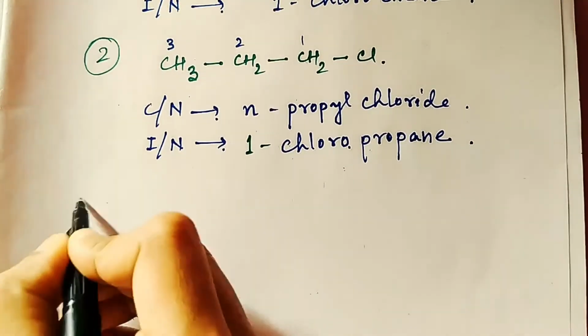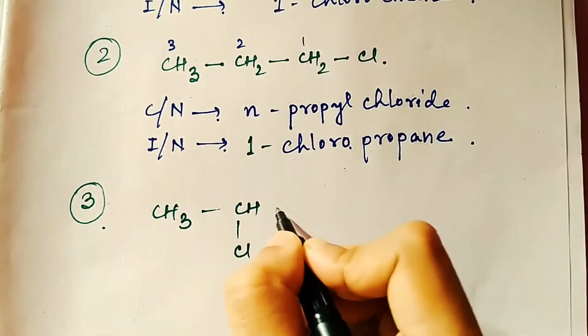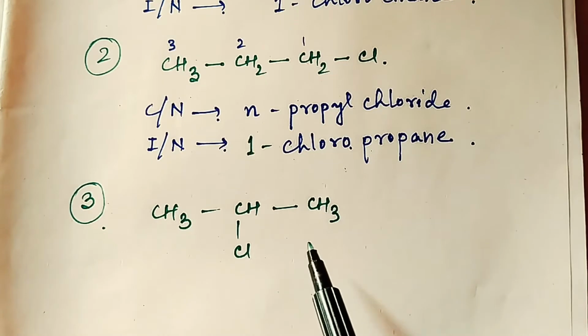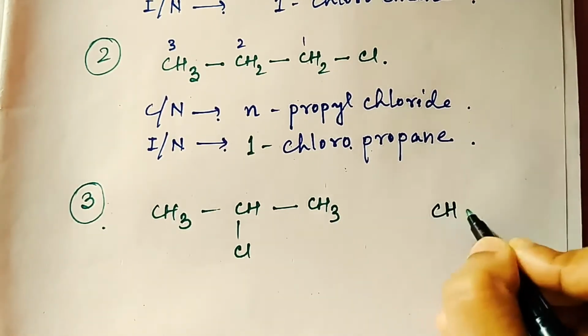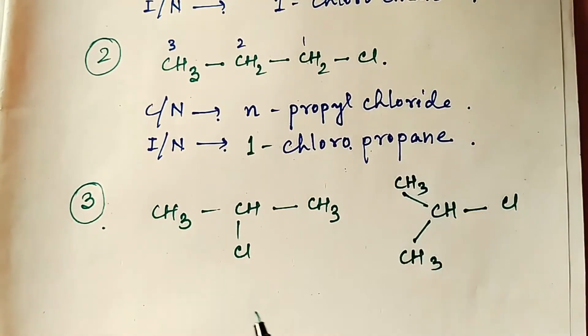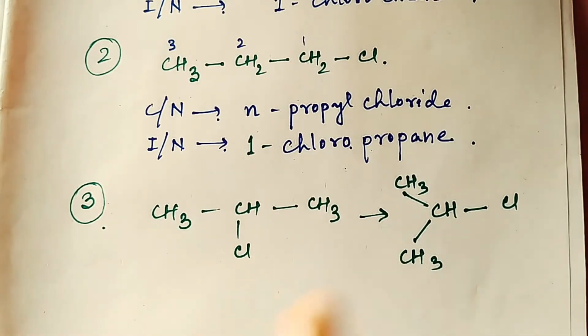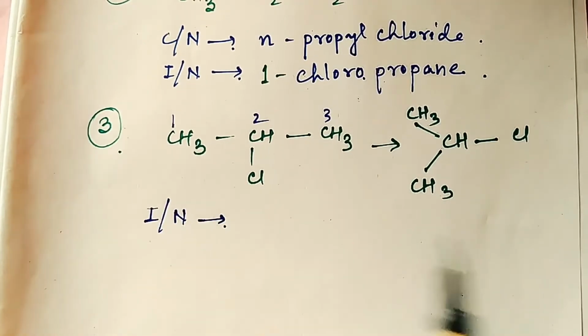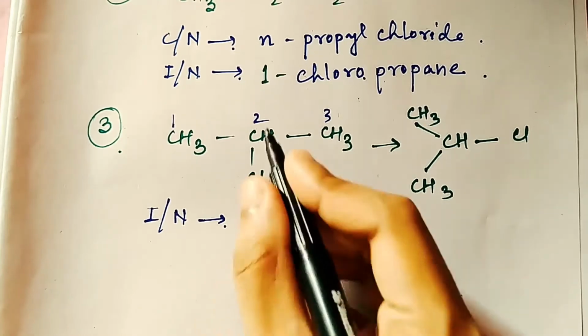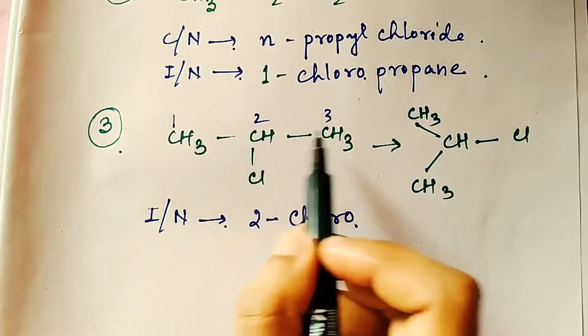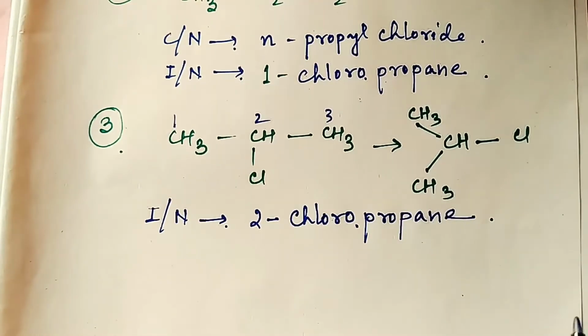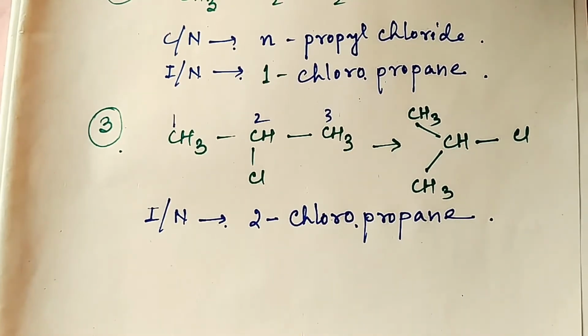Now move to the third example. CH3 CHCl CH3. You can also write this structure this way. Both are the same. Now you have to find the name of this compound. If you start giving the number on the alkane chain, it is 1, 2, 3. Total 3 carbon atoms. The halogen group is added to the second carbon atom. The IUPAC name will be, first the halogen part, 2-chloro, then propane. 2-chloropropane. This is the IUPAC name.